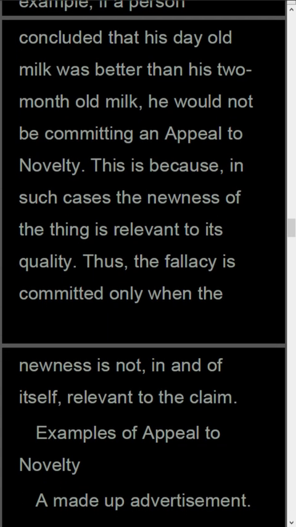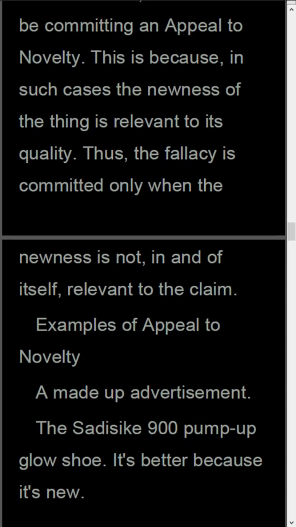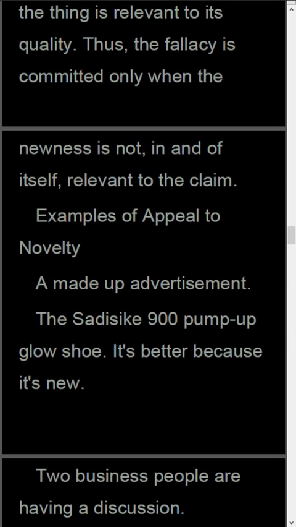Examples of appeal to novelty. A made-up advertisement. The City CK900 pump-up glow shoe. It's better because it's new.